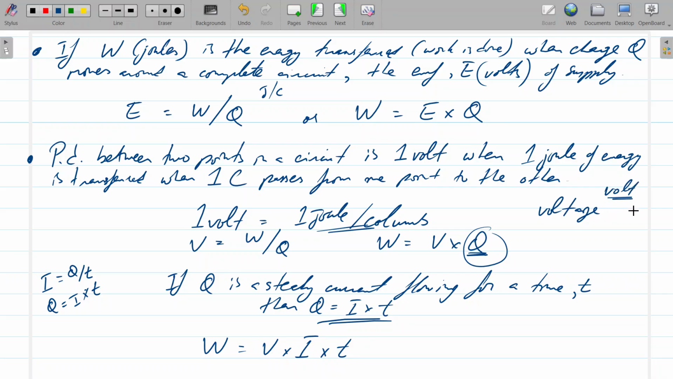Right? Volt is the joules per coulomb thing we talked about. So that is called the volt, right? Voltage is a term used for potential difference. So you got EMF and you've got voltage, right? Both of these are given as volts, which is joules per coulomb.